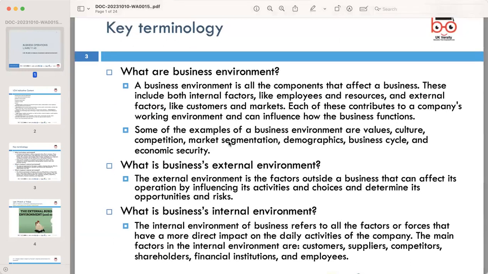So key terminology, any comments if anyone is there about key terminology? What is the business environment? Any comments? Anyone?